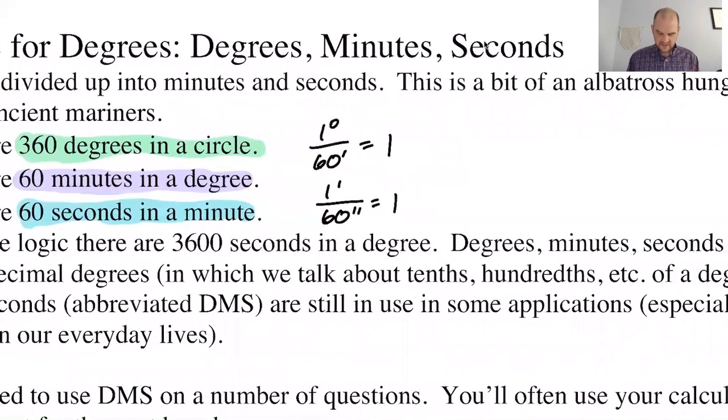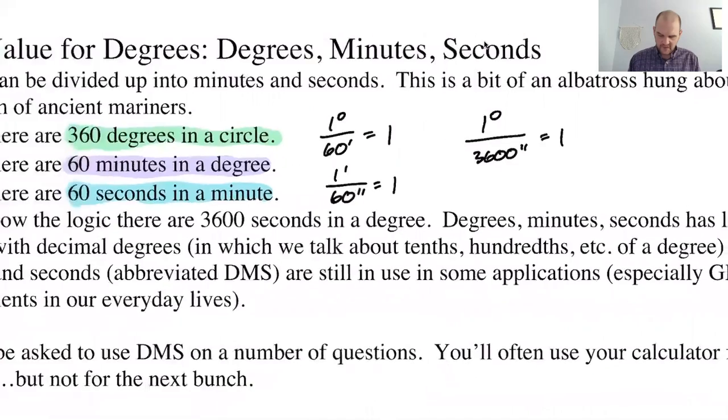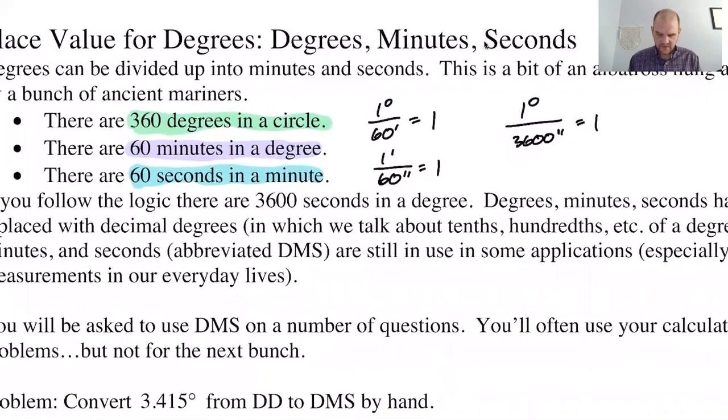Now, because of this, 1 degree is actually 3,600 seconds. This would equal 1. And that's really useful to know because you don't want to have to do all the calculations. You want to just memorize that one. So I think that's a good one to memorize. These are just the ratios that we can use. They're definitions, right? So 1 degree is 60 minutes, and then 1 minute is 60 seconds, and therefore 1 degree is 3,600 seconds. So that's what it is.